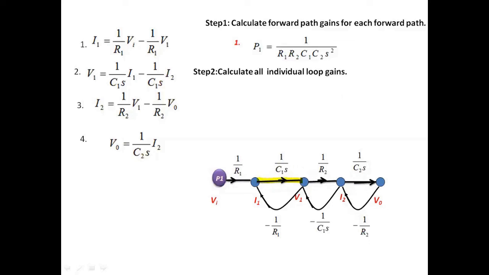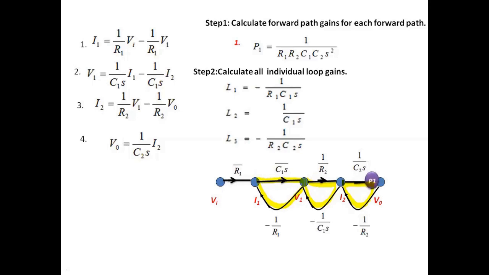So we have to identify all the individual loop gains. So we have here three individual loop gains, L1, L2 and L3, and we can calculate the loop gain. L1 is equal to minus of 1 by R1 C1S, L2 is equal to minus of 1 by R2 C1S, and L3 is equal to minus of 1 by R2 C2S. It's a product of the branch gains starting from one node and again reaching back to the same node. For each individual loop, we have to calculate the loop gain.